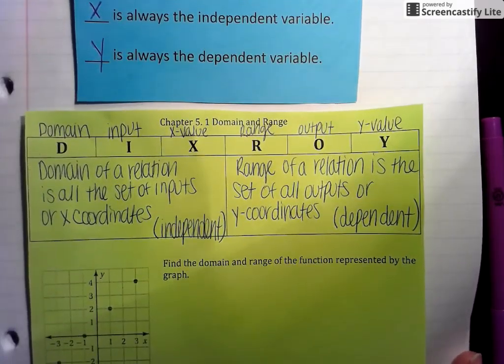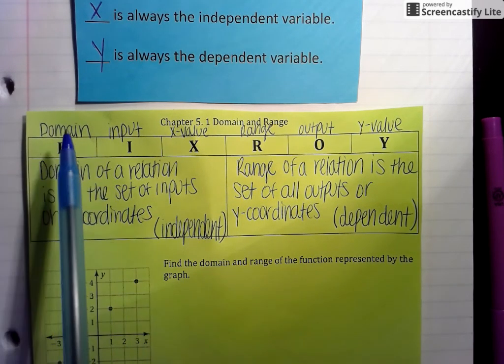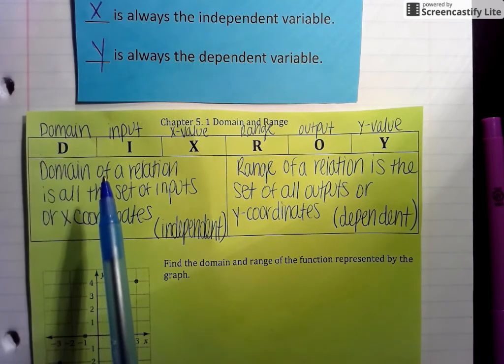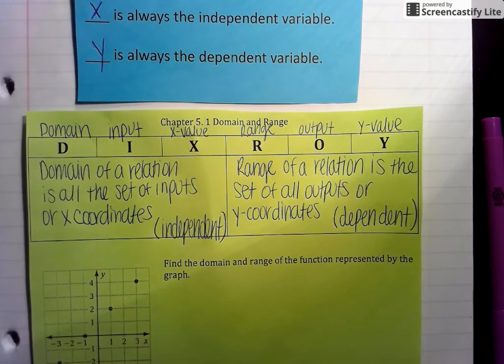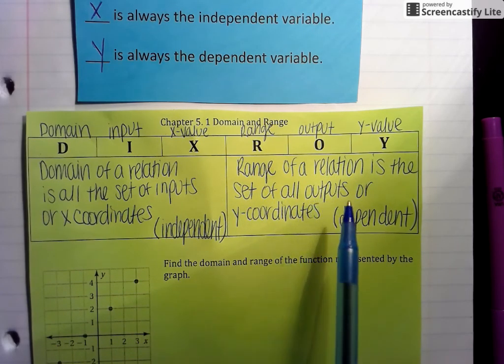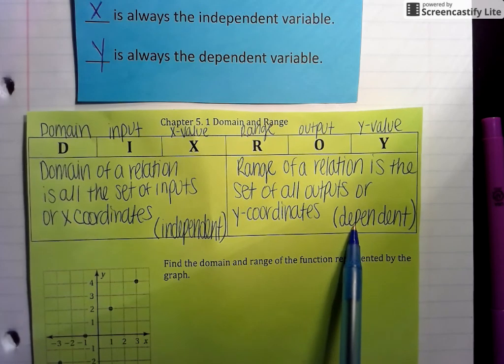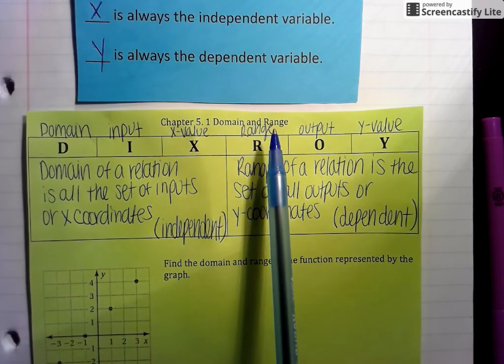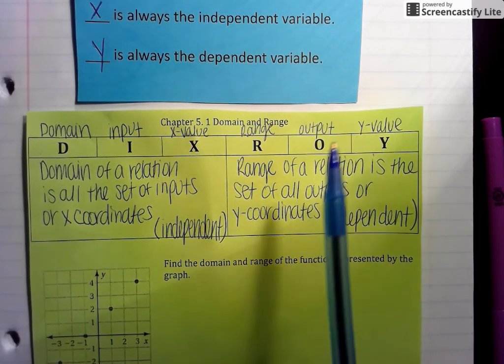So when we're talking about inputs and outputs, we're talking about domain and range. Domain is dealing with our input or x value, and the domain of a relation is the set of all inputs or x coordinates, and they're always what is independent. So the y values or the range is going to depend on what our inputs are. Now, the range of a relation is the set of all outputs or y coordinates. So it's going to be dependent on what our domain is. So domain is always going to be our x value and our inputs, where our range is always going to be our output and our y value.